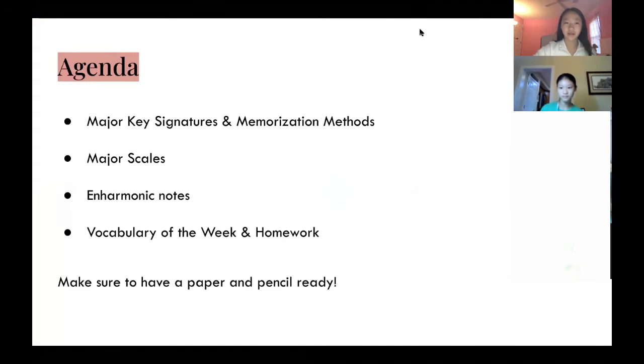Today we're mostly going to be focusing on memorizing the major key signatures and writing major scales with those key signatures. This is going to be a very important lesson because on the music theory test, you're definitely going to have to be able to write major key signatures from memory. Then we'll go over enharmonic notes and then vocab and homework.